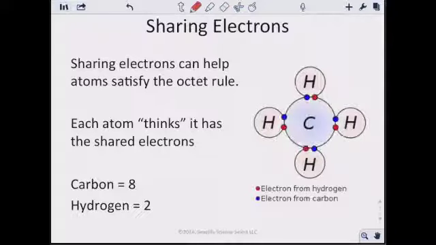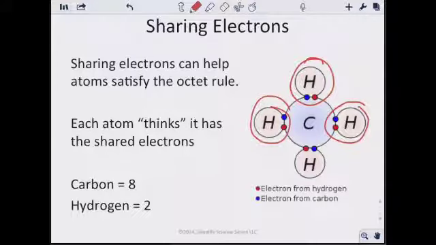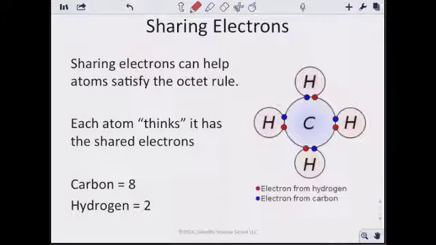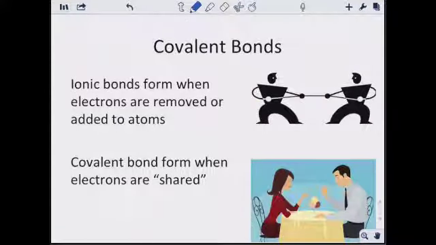Now, when they share, hydrogen only needs 1 more. So guess what? It thinks it has 2. It's happy. Each hydrogen does that. It thinks that it has 2. So each one of those guys is fine. Then the carbon thinks that it has 8, so it's going to satisfy the octet rule. Ionic bonds form when electrons are removed or added to an atom. A covalent bond forms when we just have the sharing, when they think that they have that electron.